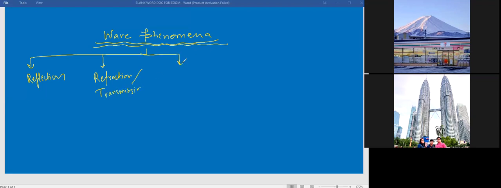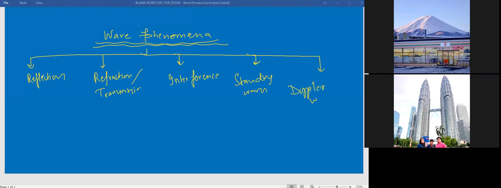In more detail, we need to look into interference. Diffraction we will not see. We will see standing waves, and then Doppler effect. By the way, this time Doppler effect was not in NEET, but still we will do it. So reflection, transmission, interference, standing waves, and Doppler effect. And the last one I have to write is beat formation.